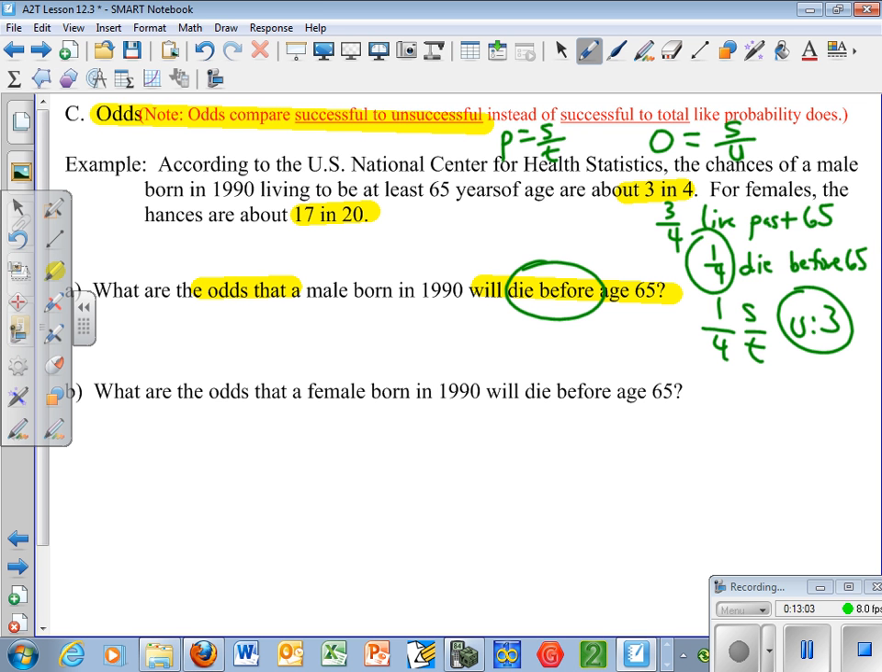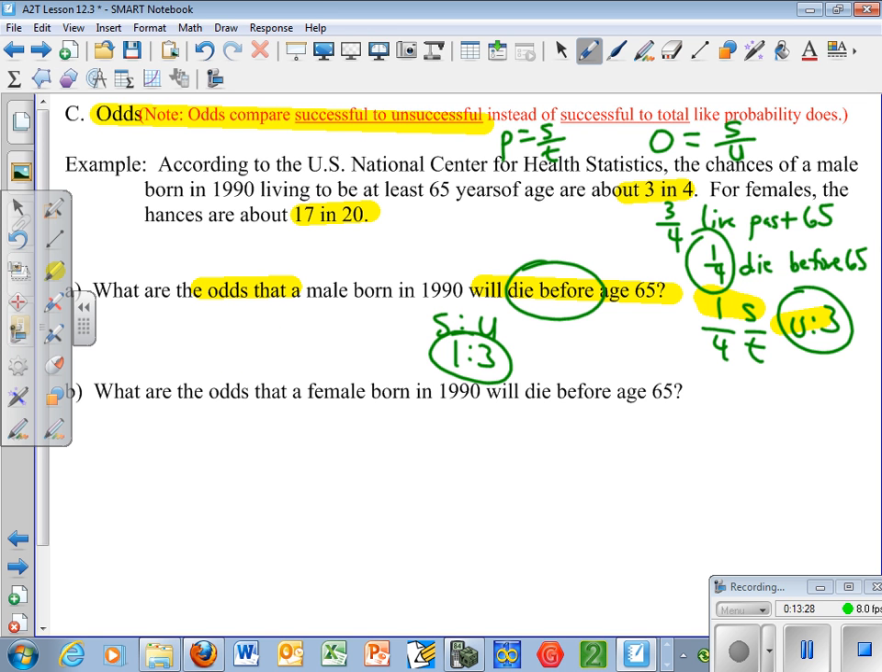So what are the odds that they die before that? We're talking about the odds that they die. So that would be successes to unsuccesses. So here's my successes, here's the unsuccesses. So it would be 1, 2, 3.